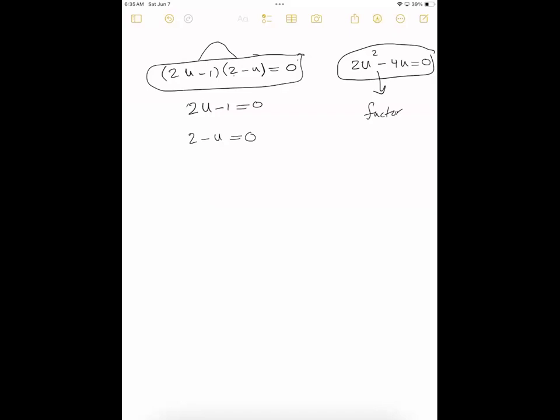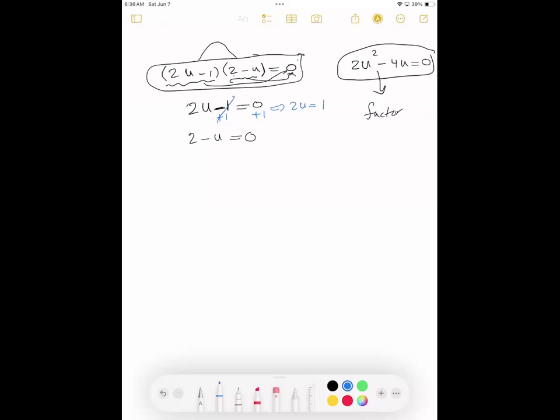I set the first factor equal to 0, then I set the second factor equal to 0. We look to see if anything is being added or subtracted from u. We have a negative 1. So I'm just going to add a 1 to both sides. I get 2u is equal to 1. We see that 2 is being multiplied by u. Opposite of multiplication is division. We divide, so we get u is equal to 1/2.